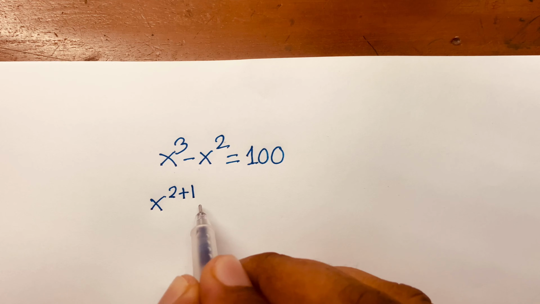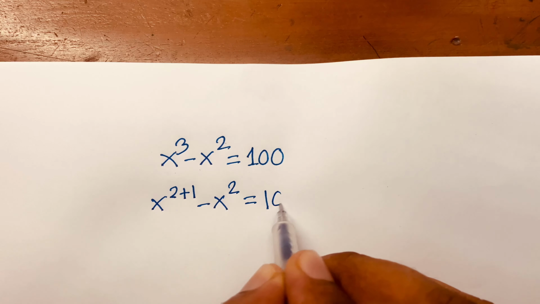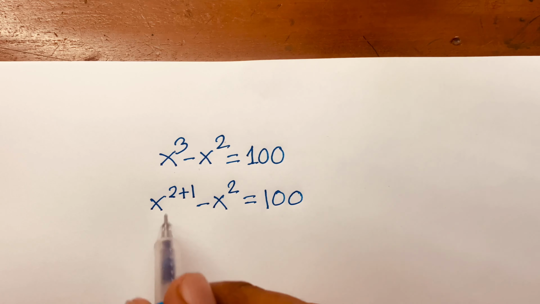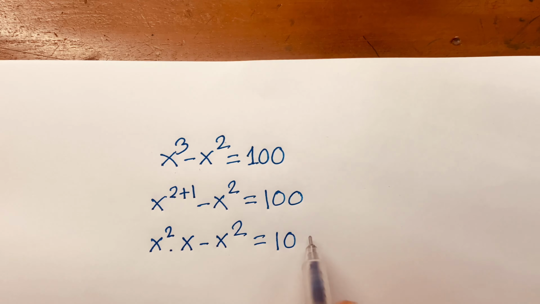How to solve x to the power 3 minus x square is equal to 100. So first of all, I can say x to the power 3 will be x to the power 2 plus 1, minus x square is equal to 100. Then I can say x to the power 2 times x to the power 1, it will be x, minus x square is equal to 100.